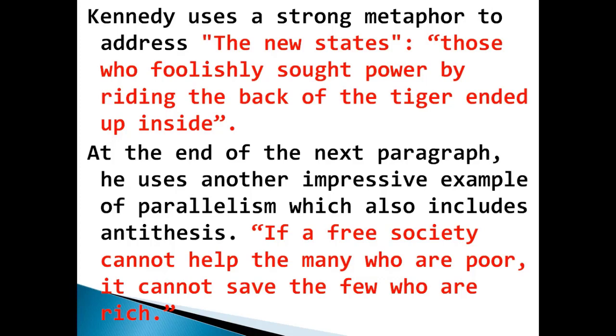At the end of the next paragraph, he uses another impressive example of parallelism. Impressive means beautiful, worthy of attention, which also includes antithesis. If a free society cannot help the many who are poor, it cannot save the few who are rich. So it means if the society doesn't help the poor people, the few rich people cannot save themselves either.